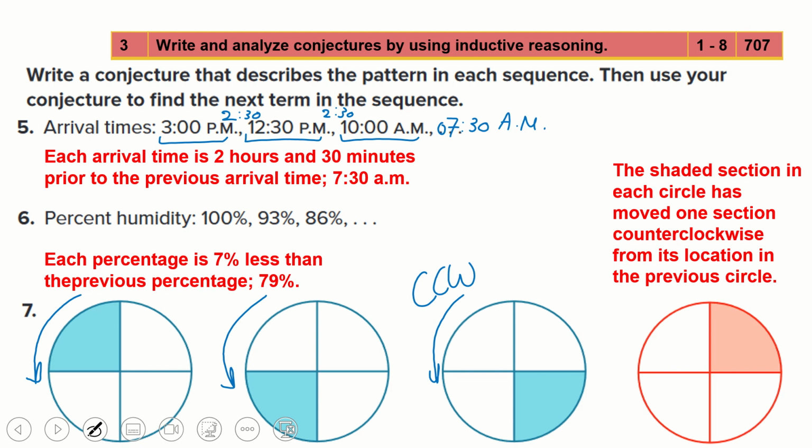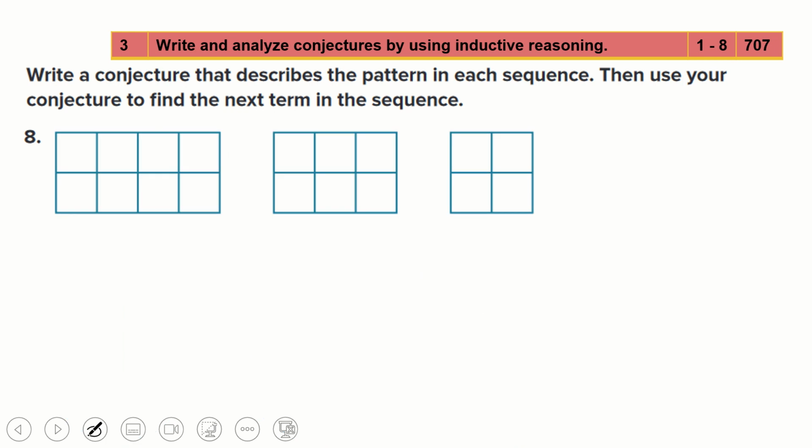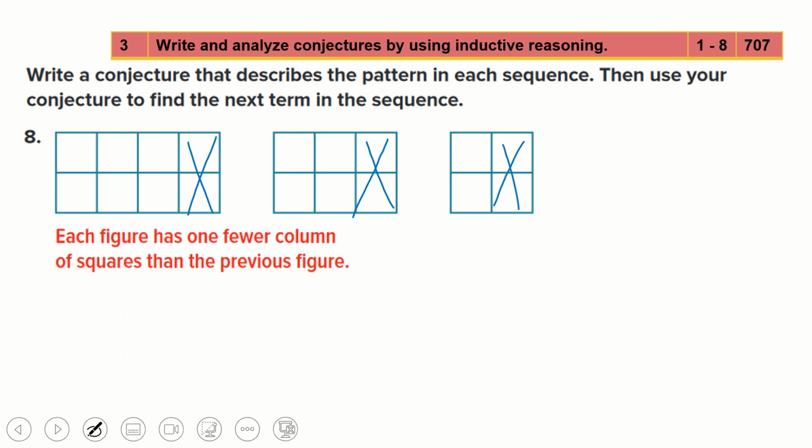We skipped question 6 by mistake, but as you can see, it's just -7%. This will be just 79%. It's 7% less than the previous humidity percentage. Here what's happening, we're removing these two, these two, these two, so it's 1 column less than the previous, right? Here we go.